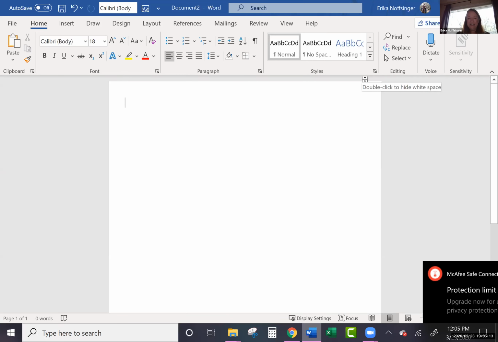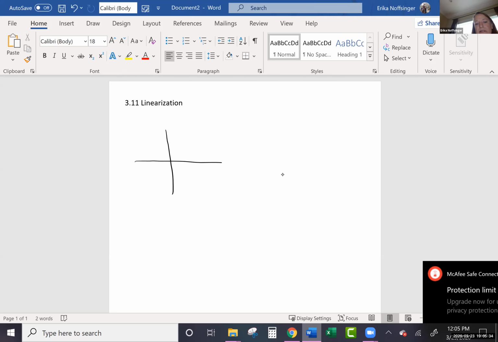Okay, so we are getting into chapter 3.11, and this is on linearization. So, for example, if we have some graph, and let's say that this is f of x. Recall, if we took some point, let's say some value of x equals a.